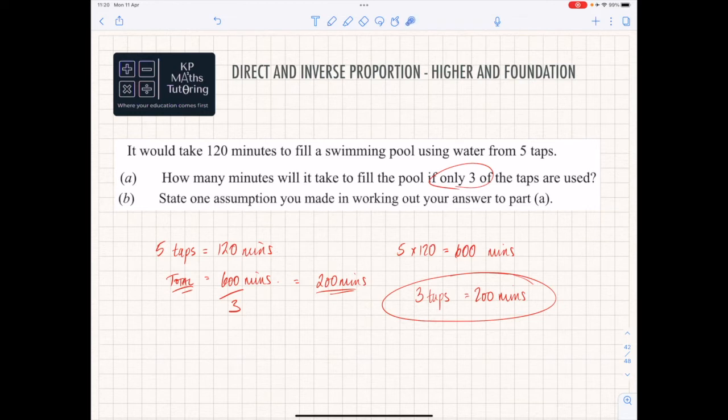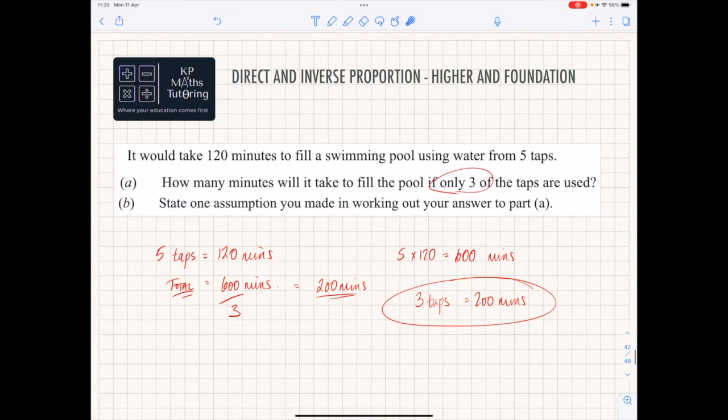Now this second part of the question is really interesting. What assumption are we making here? What we're effectively saying is that these 3 taps will run at the same pace as the 5 taps up here. So the flow of water is exactly the same for all of the taps. It doesn't necessarily mean it is exactly going to be like that. That is an assumption I'm making, because in reality one of those taps could have a leak, so it maybe doesn't flow as fast.